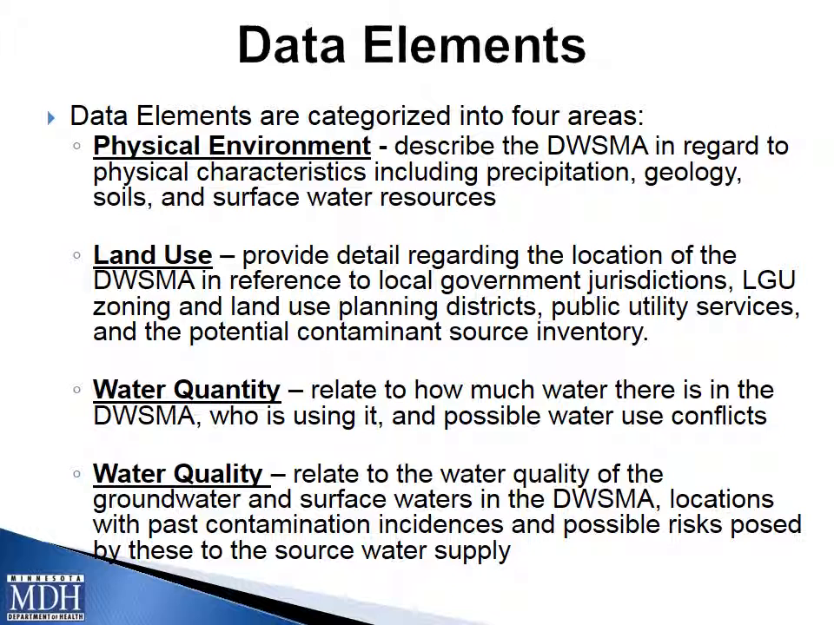Land use data elements provide detail regarding the location of the DWSMA in reference to local government jurisdictions, zoning and land use planning areas, public utility services, and the potential contaminant sources. Water quantity data elements relate to how much water there is in the DWSMA, who is using it, and possible water use conflicts. Water quality data elements relate to the water quality of the groundwater and surface water in the DWSMA, location with past contamination incidences, and possible risks posed by these to the source water supply.